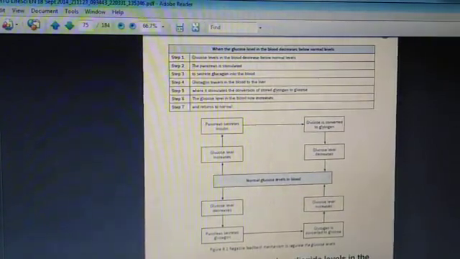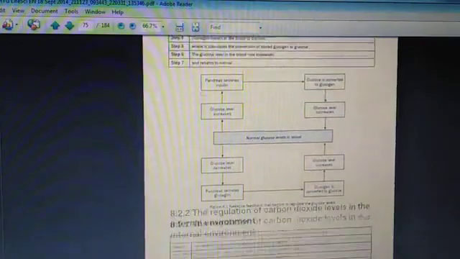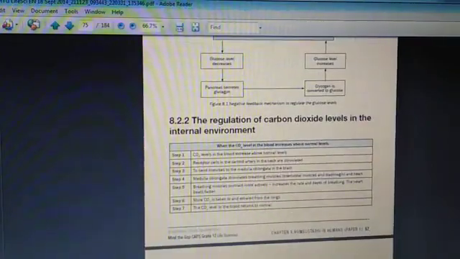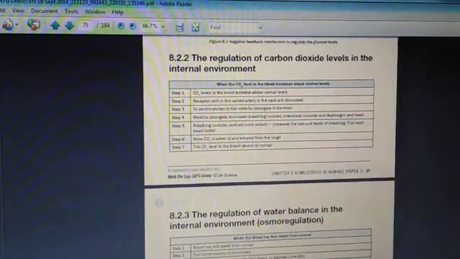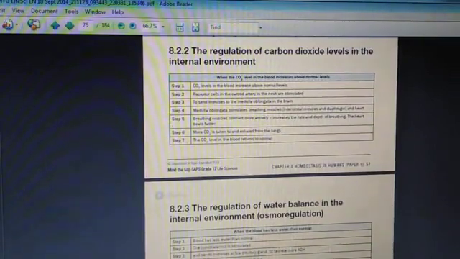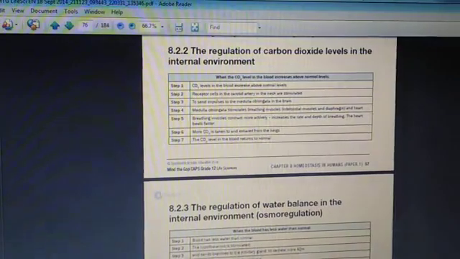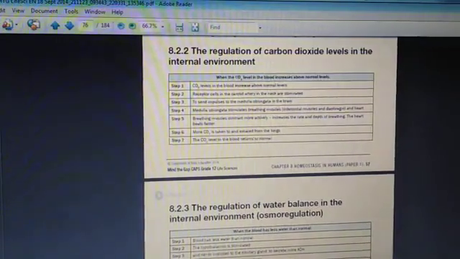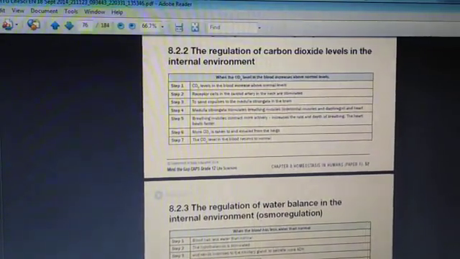In our next video, I'll be explaining the regulation of carbon dioxide levels in the internal environment. I'm sure you're aware that we breathe in oxygen and take out as much carbon dioxide as possible, but how are they maintained in our bodies? We're also going to look at the regulation of water balance in the internal environment, which we call osmoregulation. That will be in our next video.